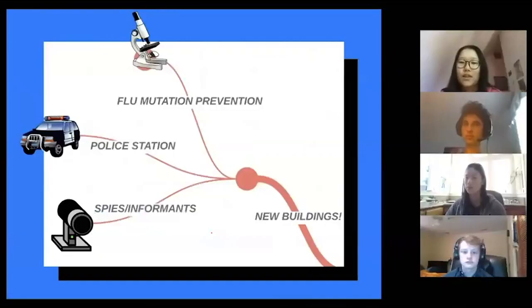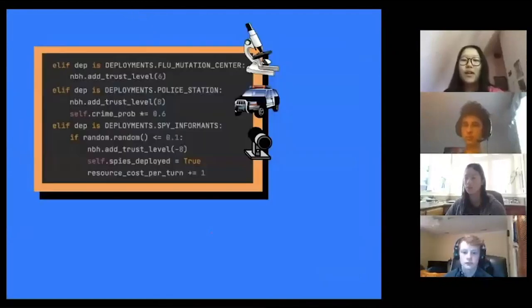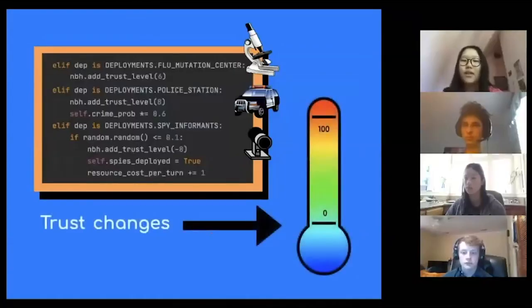First, we added new buildings that would allow the user more control over the constantly changing trust of the city people. As you can see from this section of our code, each of the 3 new buildings directly affect the trust level of the neighborhood in which they were deployed. The spies are meant to be deployed in neighborhoods that rebel against the mayor when their trust level is dangerously low. When there's a rebellion, the user cannot deploy buildings in that neighborhood unless it is a spy deployment.